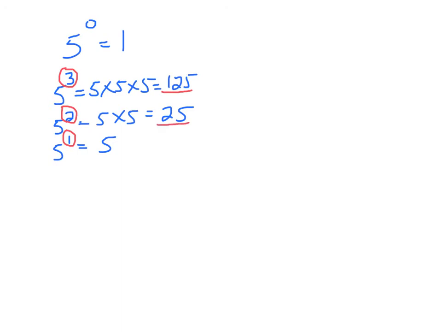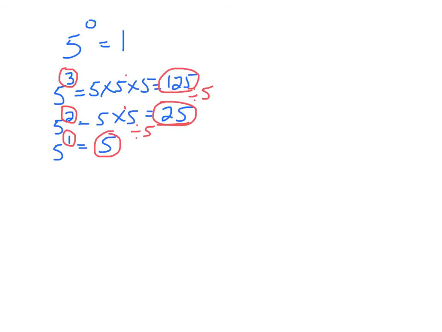In other words, to get from 125 to 25, I really divided by 5, because I'm only multiplying by 2 5s in this case, rather than by the 3 5s in this case. The same thing holds true when I go from 25 to 5. 25 divided by 5, divided by the base, gives me 5 for an answer. All math is a series of patterns.